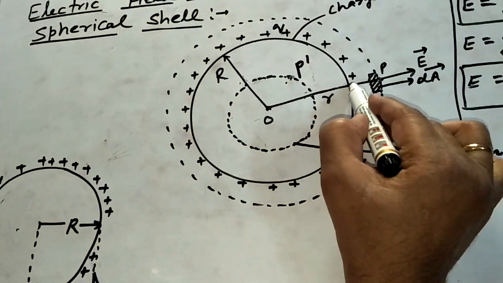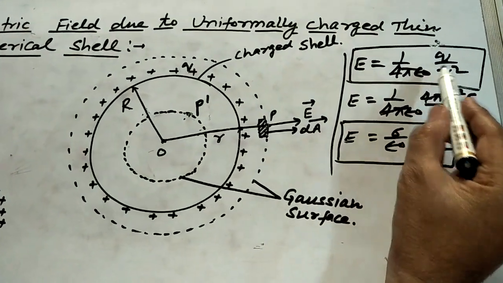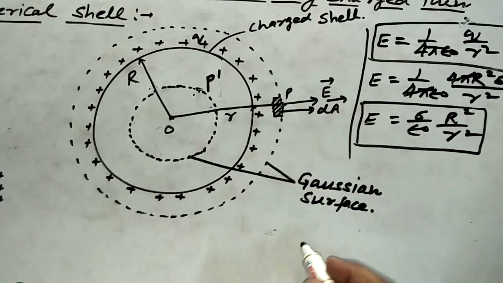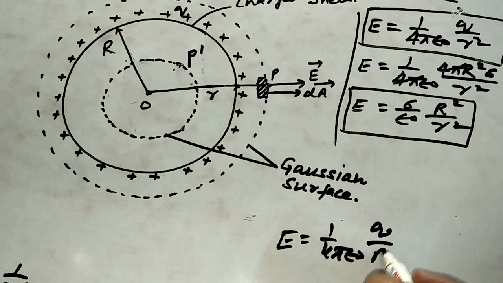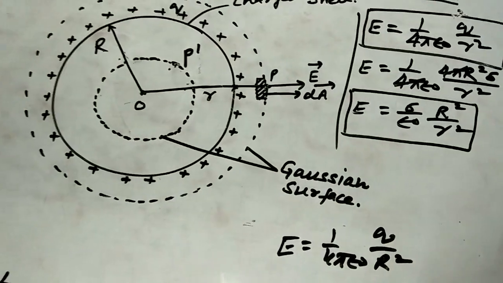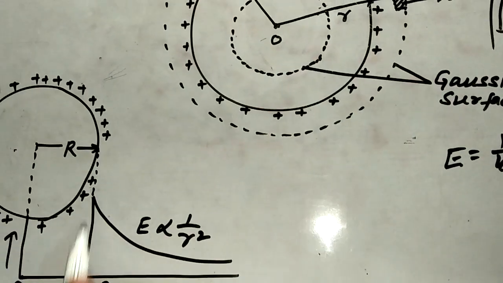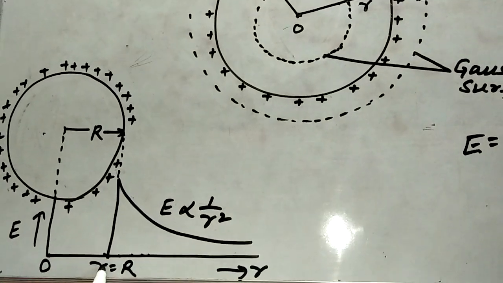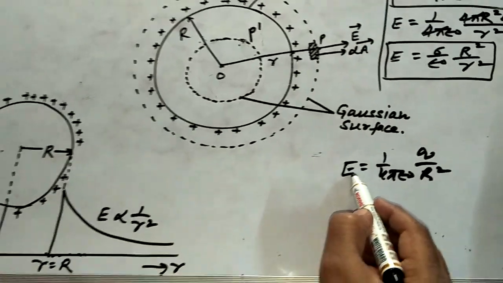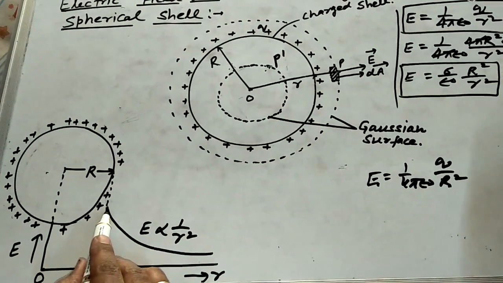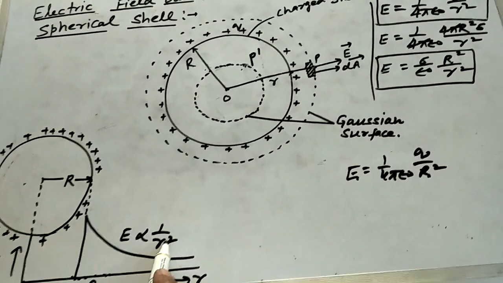At the surface this electric field is E is equal to 1 upon 4 pi epsilon naught Q upon capital R square. It means at the surface of this cell this electric field will be maximum, and as we go away from the surface then again this R increases, and when this R increases then you can say electric field decreases. It means as we go away from the surface the electric field decreases. E is inversely proportional to R square.